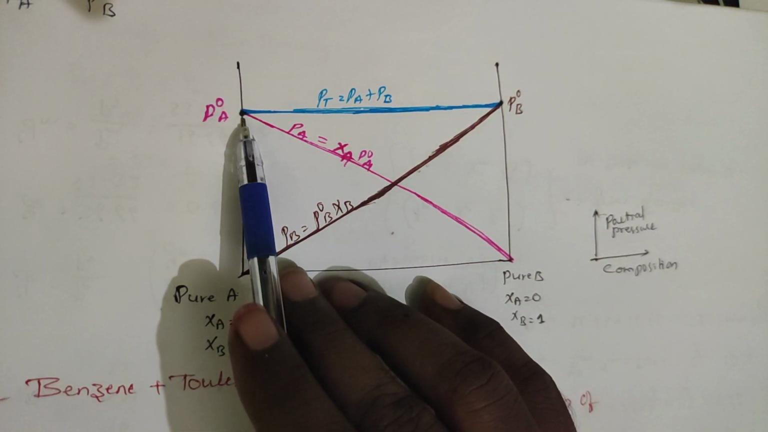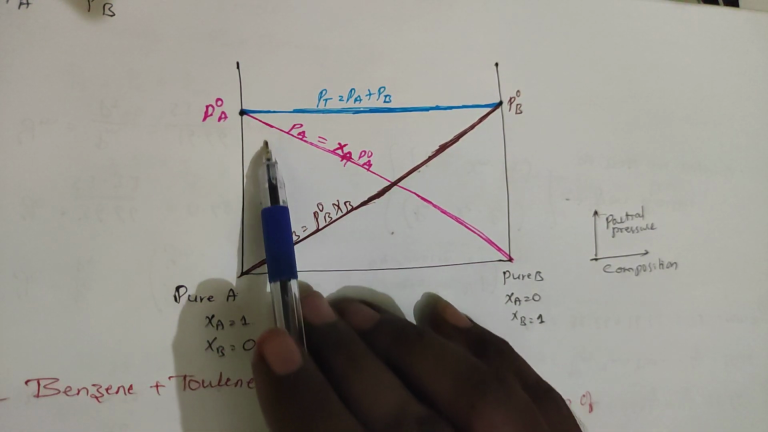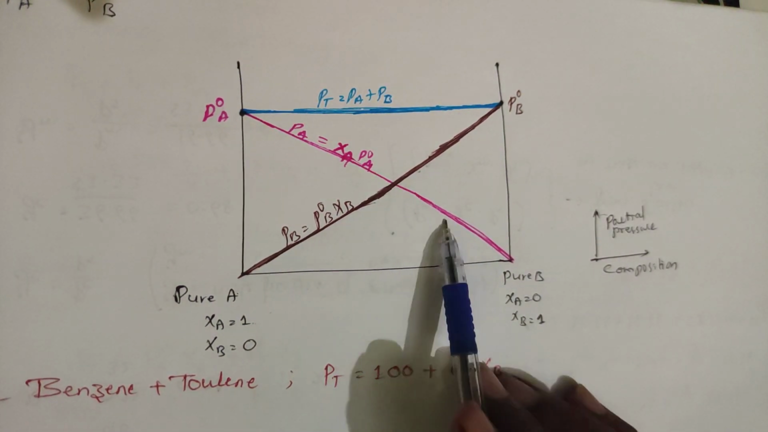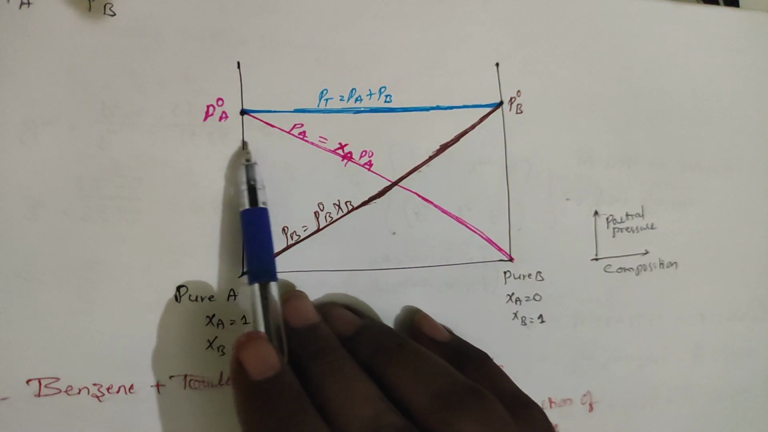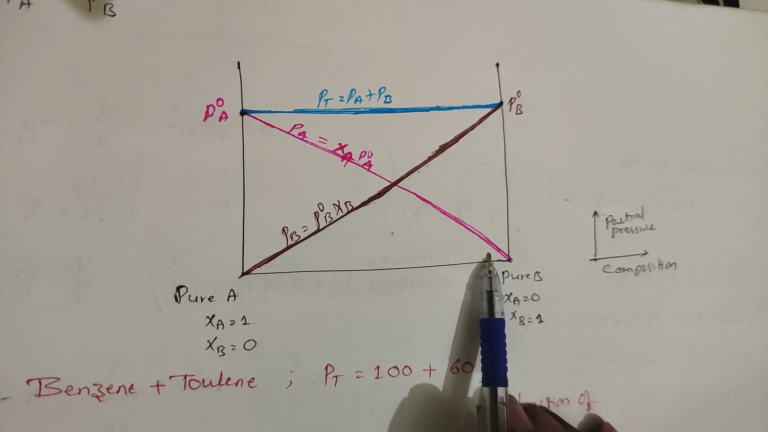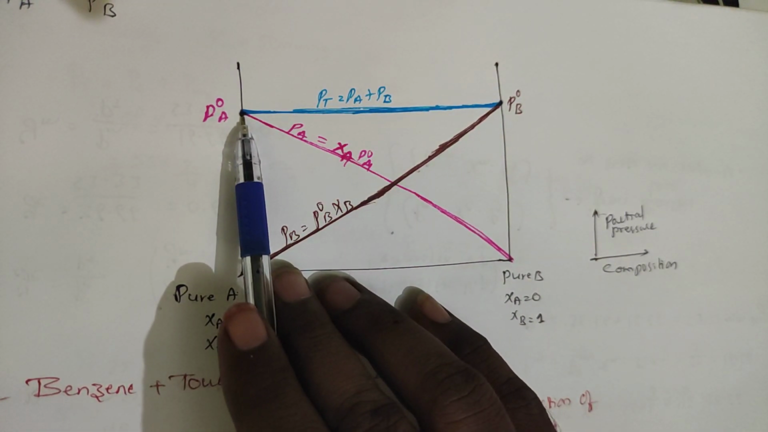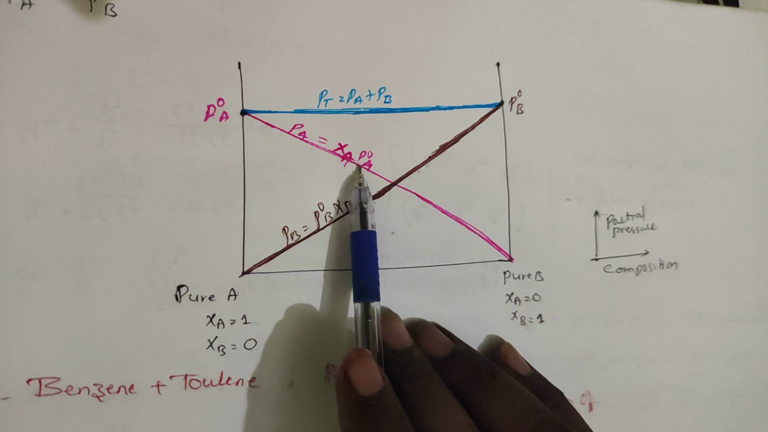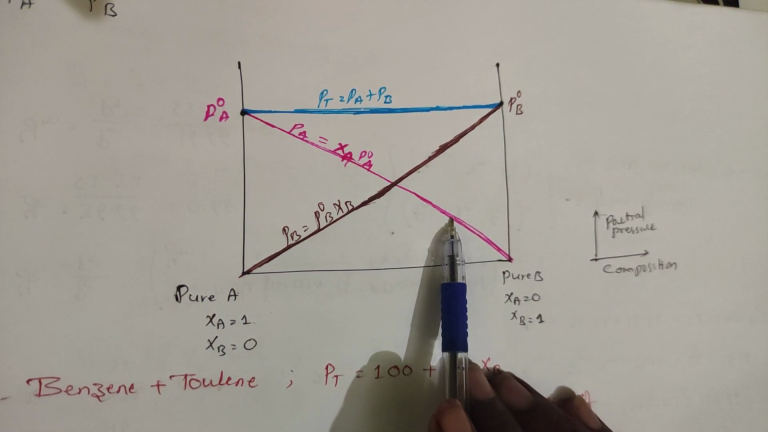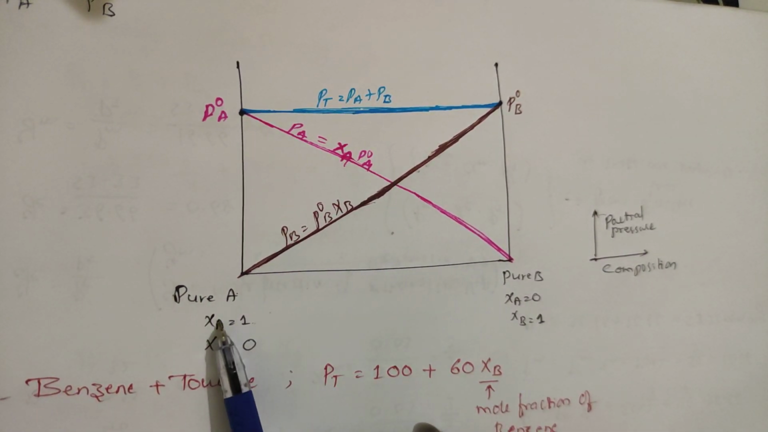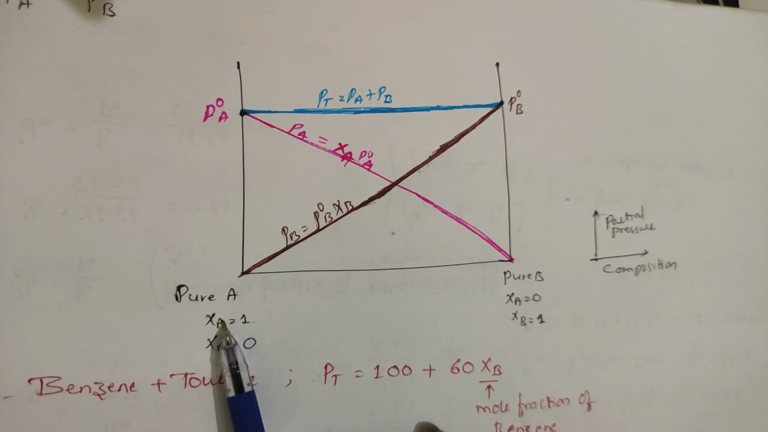So what happens to the pressure? It goes on decreasing. See, at this point it is decreased, at this point decreased. So P naught A, whatever I have represented with pink color ink. See, from here it is the original thing, pure substance. By adding B, it is going on decreasing, because as you go on adding B, the number of particles of A are getting reduced.